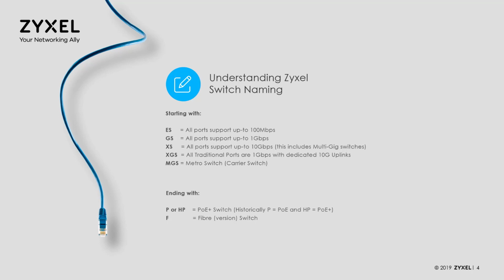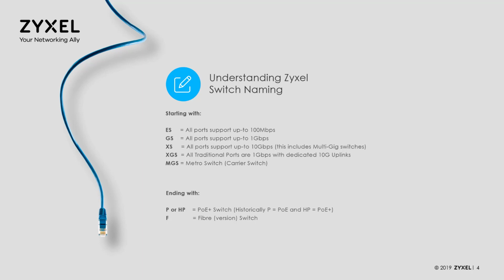This is by far the most common and traditional switch in our portfolio and is still by far the best selling category in the industry today. So when we look at all vendors, the 1 gig switch is still by far the best selling. Next up is XS, so switches beginning with XS shows that all the ports support up to 10 gig. This includes copper and fiber, as well as any switch supporting multi-gig. Multi-gig ports are able to support 1 gig, 2.5 gig, 5 gig and 10 gig over copper ports over traditional Cat5 and Cat6 cabling.